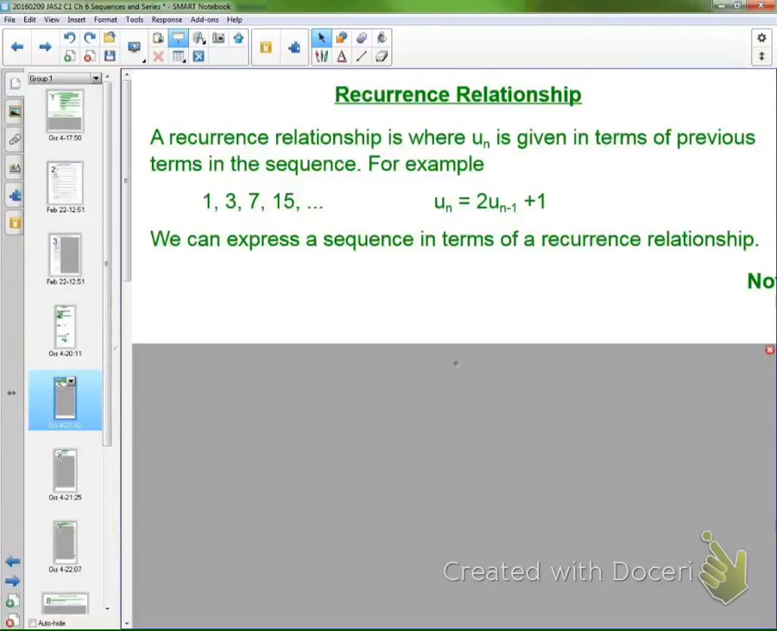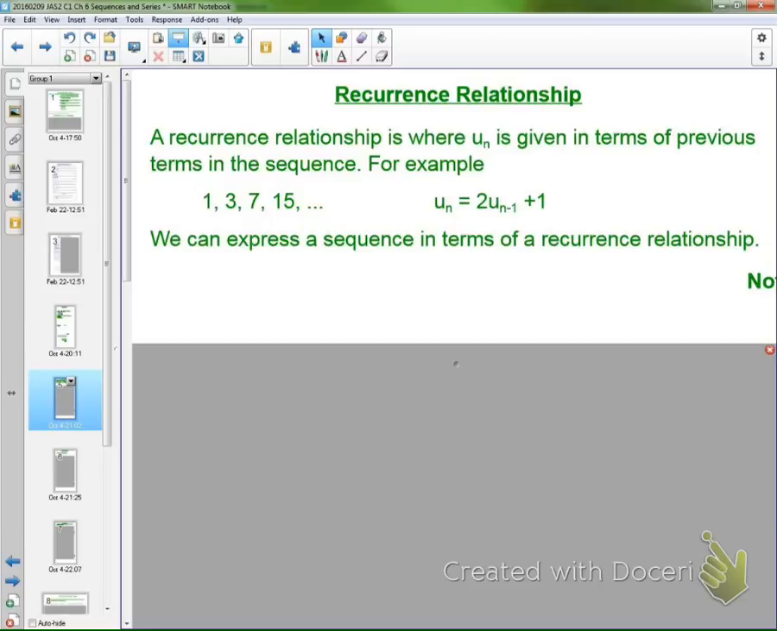In this section of sequences and series, we're going to talk about recurrence relationships. Now, a recurrence relationship is where we define each term in terms of previous terms in the sequence. So for example, if we have the sequence 1, 3, 7, 15, we have that the next term is found by doubling the previous term and then adding 1 to it.